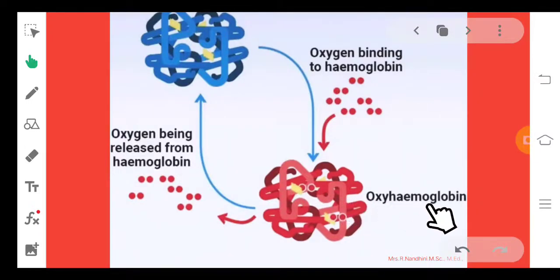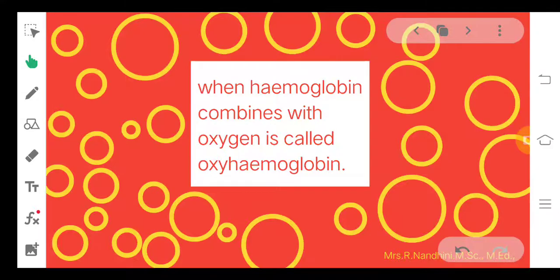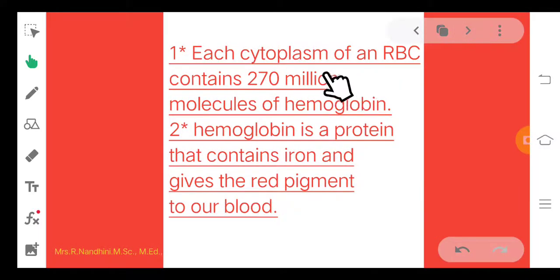is named oxyhemoglobin. Then this is hemoglobin without oxygen, so oxygen has been released from hemoglobin. When hemoglobin combines with oxygen, it is called oxyhemoglobin. Each cytoplasm of an RBC contains 270 million molecules of hemoglobin. Hemoglobin is a protein that contains iron and gives the red pigment to our blood.